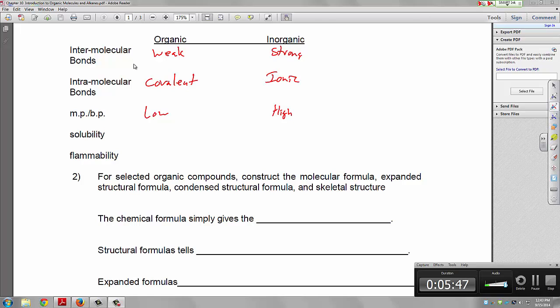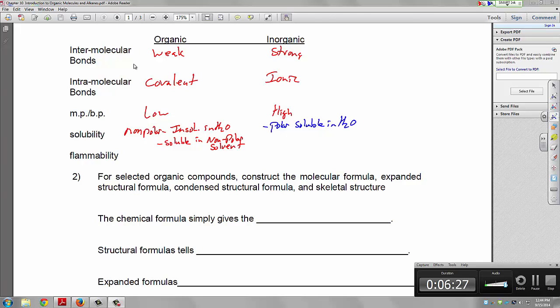Solubility. Organic compounds tend to be nonpolar, so they're insoluble in water, right? But they're nonpolar, so they will be soluble in nonpolar solvents, chiefly, or other organic compounds. Inorganic compounds are ionic, so they're polar, and they are soluble in water. These are generalities, of course.